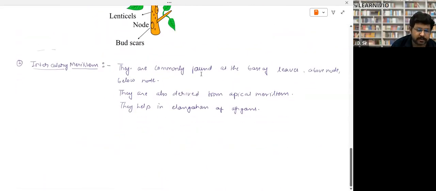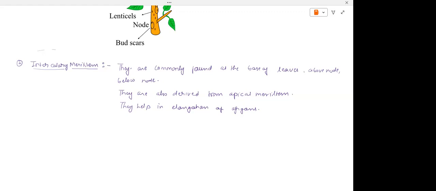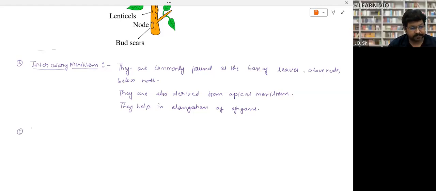So intercalary meristem, that is intercalated meristem. Is that clear? Yes, sir. Okay, fine. Then lateral meristem.